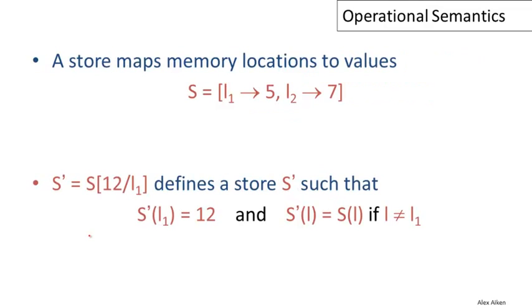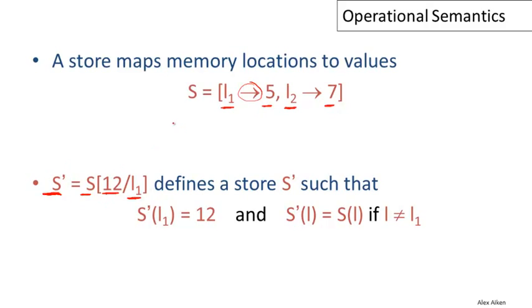Now, as we said, stores map memory locations to values, and we'll also write out stores as lists of pairs. So in this case, the memory location L1 in this store contains the value 5, and the memory location L2 contains the value 7. And we will also separate these pairs by an arrow, just to make the stores look a little bit different from the environment so that we won't confuse the two. There's an operation on stores, which is to replace or update a value. So in this case, we're taking the store S, and we're updating the value at location L1 to be 12. And this defines a new store S prime.